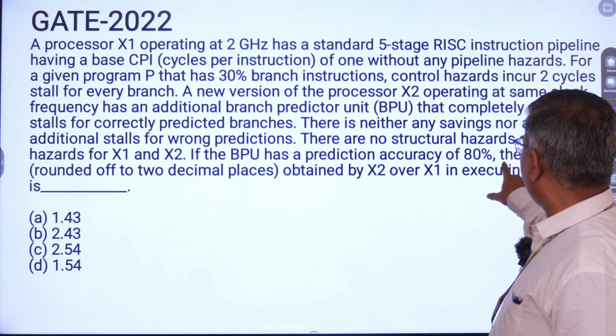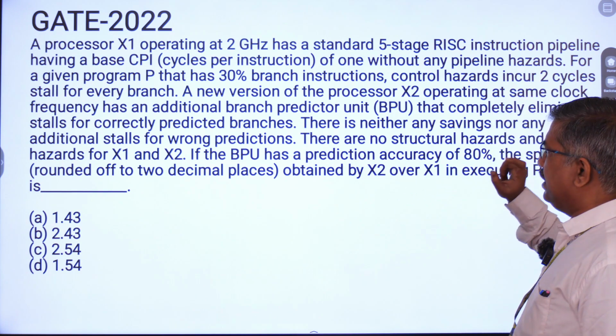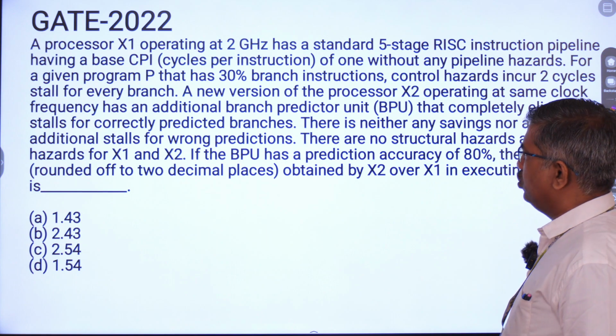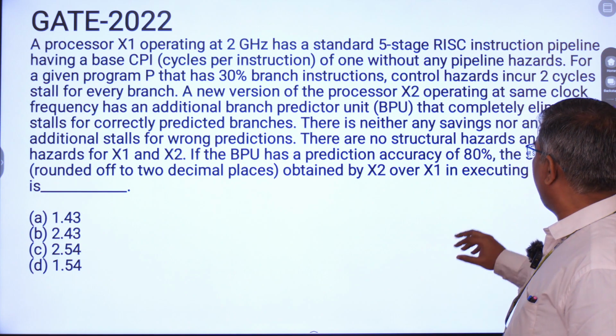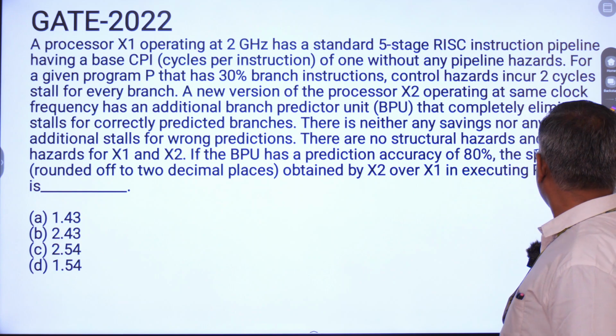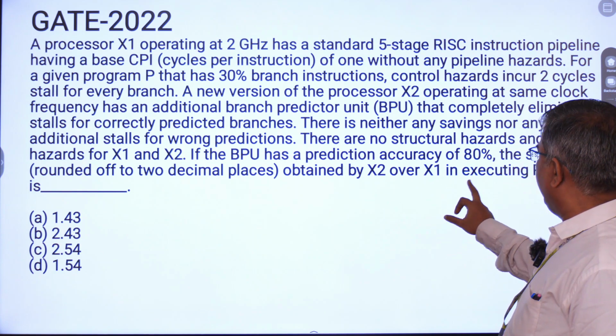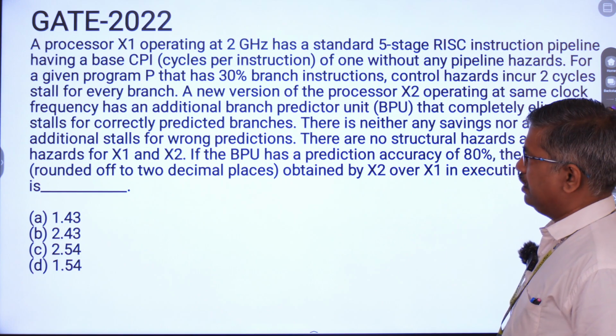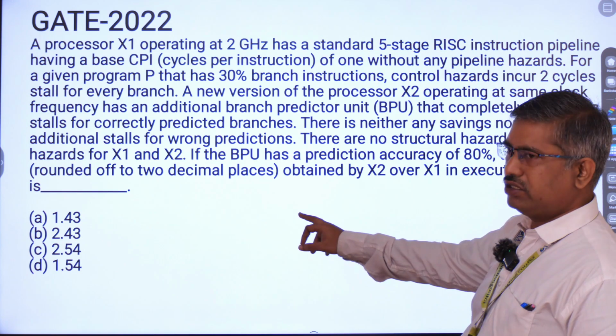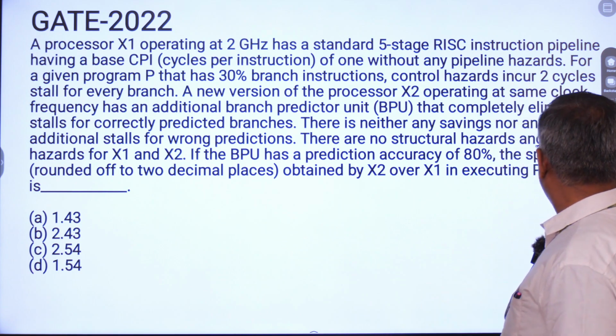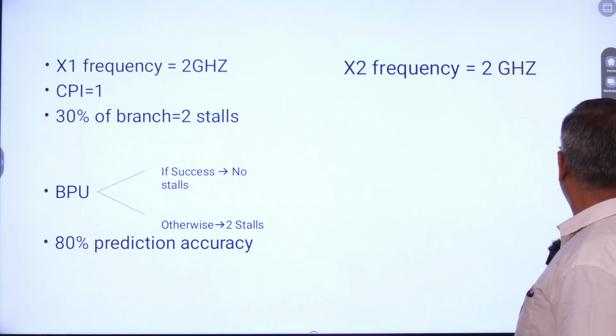There are no structural hazards and data hazards for X1 and X2. If the BPU has a prediction accuracy of 80%, what is the speed up obtained by X2 over X1 in executing P? So that is the question. The options are also given here. So we need to find the solution for this question.